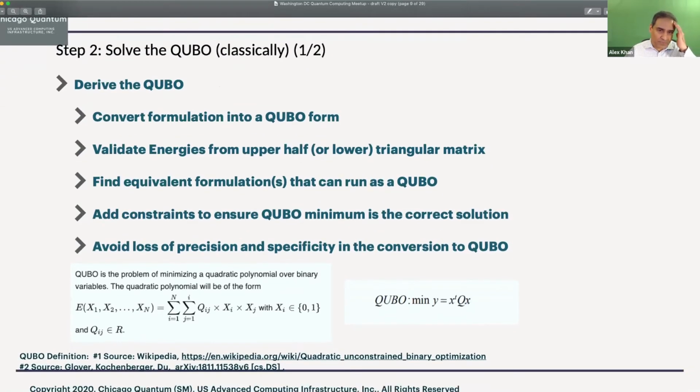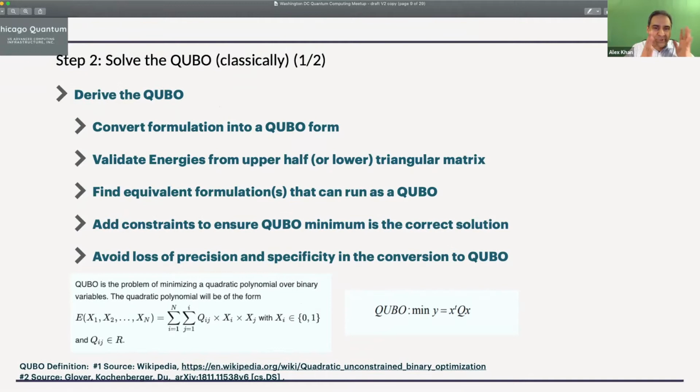Okay, so assuming that you understand exactly what you're looking for, you have your objective function, you know that you want to either maximize it or minimize it, you know what your good results are. Now is the time to start thinking about a QUBO. So what is a QUBO? When I got started, I had no idea. And so a QUBO is a quadratic, unconstrained binary optimization model or problem.